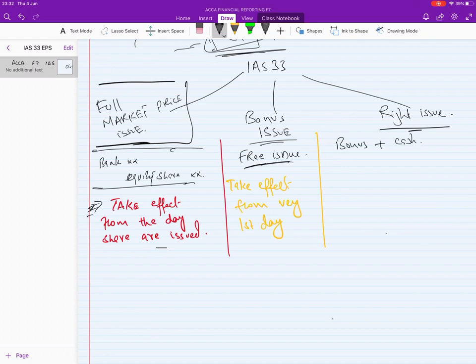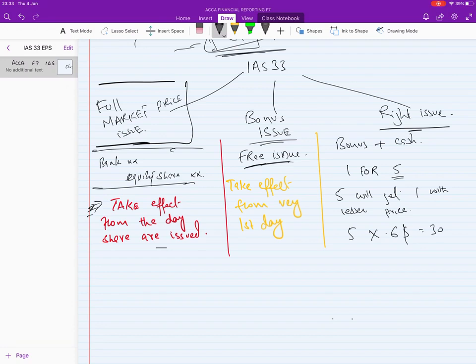Say for example, the company says I will issue a rights issue of 1 for 5. It means whoever has 5 shares will get one share at a lesser price. So for example, for these 5 shares already held, the market price of each share is $6. So 5 shares will cost $30.